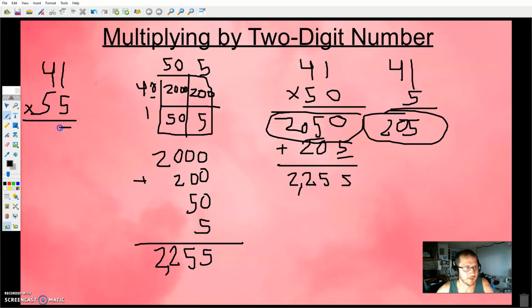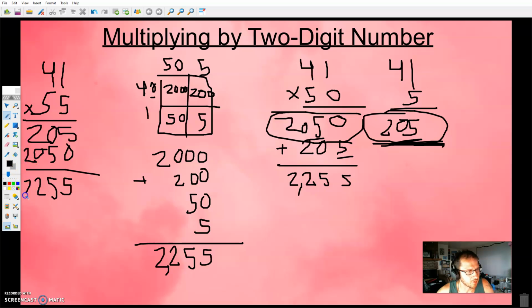So 1 times 5 is 5. 4 times 5 is 20. So now if you notice, there's that 205. Multiplying by the power of 10. 1 times 50 gives me 50. 4 times 5 is 20. So again, I've got the same 5. 5 and 0 is 5. 0 and 5 is 5. 2 and 0 is 2. And 2 is just 2, 2,055. So I have that 205 right there, and I have the 2,050 from right there.